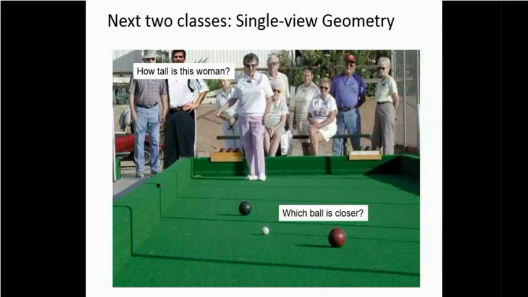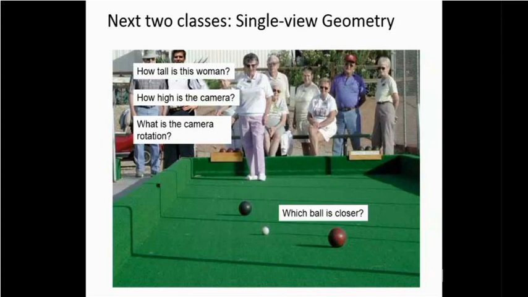How tall is some object in the scene? How high is the camera? What's the rotation of the camera? So what are the extrinsics of the camera? What is the position of the camera with respect to the world? And what are the intrinsics of the camera? What is the focal length of the camera? These are things that we can all solve once we understand camera models and perspective geometry.